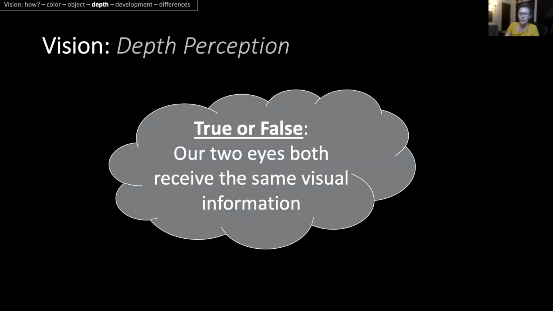So now let's move on to binocular cues. True or false? What do you think? Do our 2 eyes receive the same visual information? Do we get the same input to both eyes?